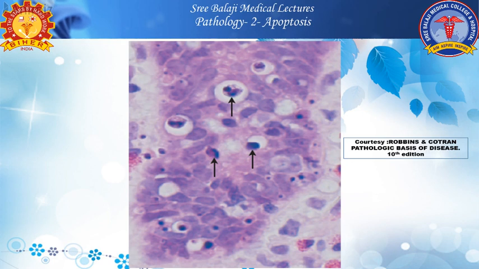Okay, how does the cell look? This is a picture again from Robbins. Cell shrinks, condensed cytoplasm, eosinophilic. This is from a tumor. And the nucleus also shrinks and the nucleus breaks down.